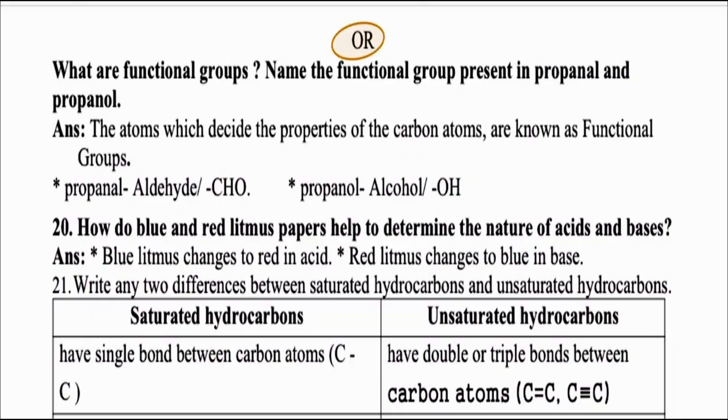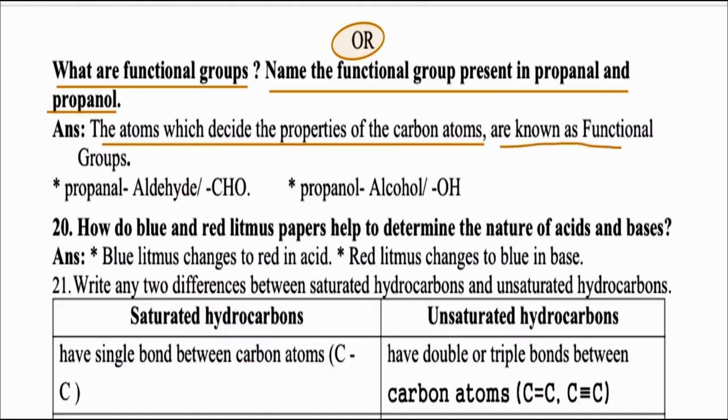Or optional question. What are functional groups? Name the functional group present in propanal and propanol. The atoms which decide the properties of carbon compounds are known as functional groups. Propanal means aldehyde, and the functional group is CHO. Propanol is an alcohol, the functional group is OH.